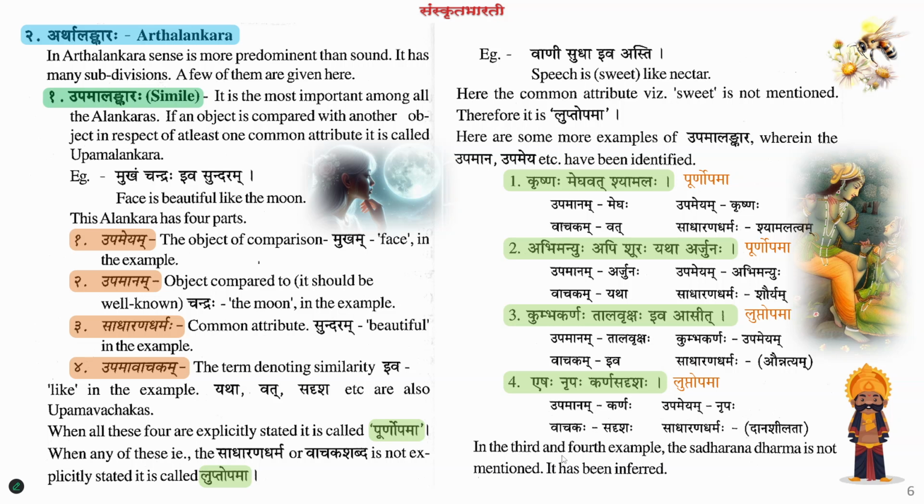Okay. In the third and fourth examples, the Sadharana Dharma is not mentioned. It has been inferred. Typical Luptopamas miss these things which are very obvious. If you miss the upamana only, what is upamalankara? Like, yes, I agree. I think that's why they have limited themselves to absence of these simpler things. Okay.